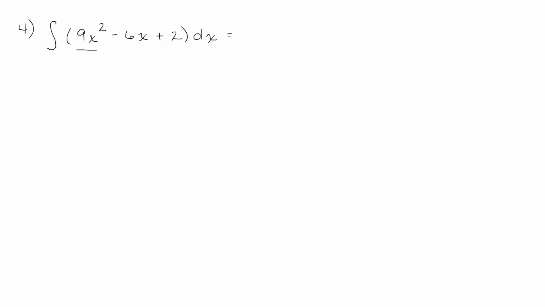So this is going to be 9 times x to the third over 3, because we've added 1 to that exponent. Don't forget there's an unseen 1 here, so that's going to be minus 6 times x to the second over 2, and then plus 2x, not forgetting the plus c.